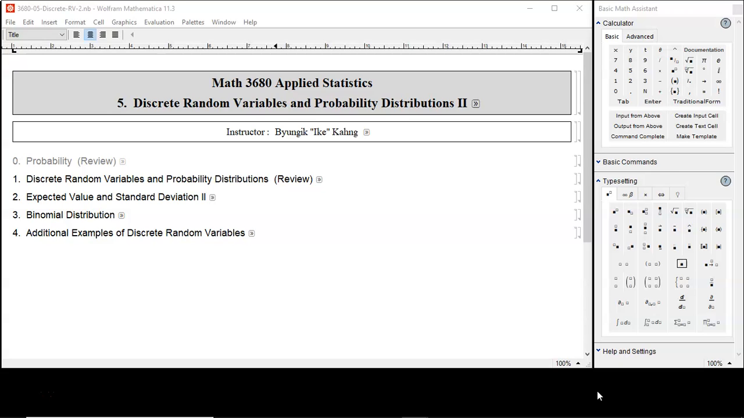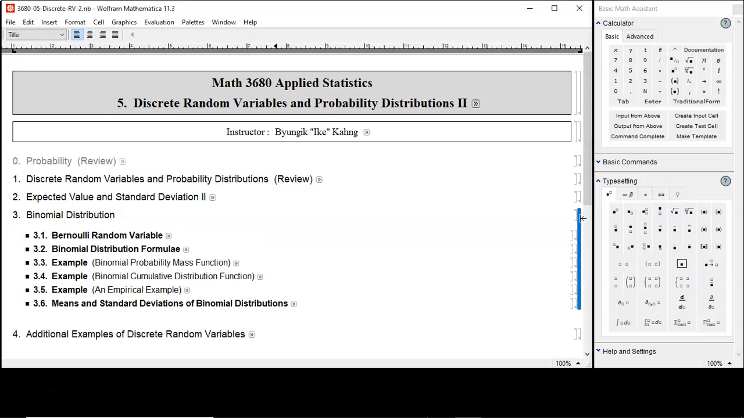Hello students, welcome back. Now let's go to section 3, Binomial Distribution. This topic is a continuation from the urn model of lesson 3, the urn model with replacement. It's with replacements, so this is an independent repetition of the same thing over and over again. Okay, let's begin.